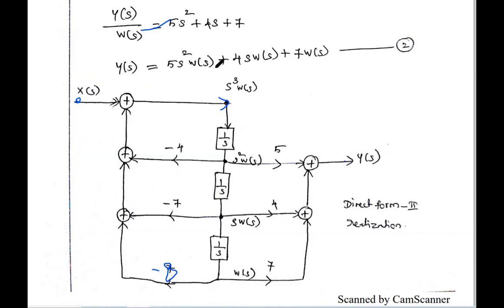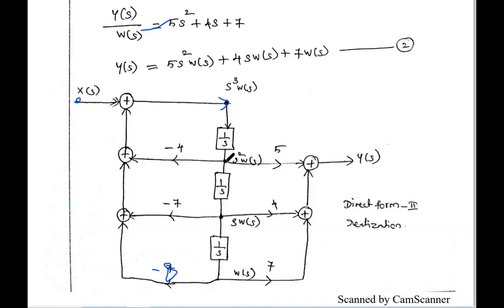Okay. So what is the first term? The output Y is nothing but addition of 3 terms. So what is the first term? 5 s square W of s. Already we derived the s square W of s. Where is s square W of s? This point. Okay. The output of this first integrator is said to be the s square W of s.